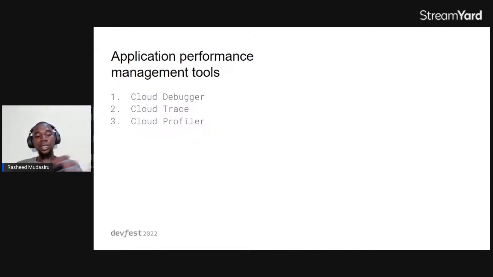The second category is application performance management tools. These are the tools you use in troubleshooting and correcting anything that happens to your system while in production on Google Cloud. The services given to you by Google Cloud Platform are Cloud Debugger, Cloud Trace, and Cloud Profiler. So what is Cloud Monitoring?